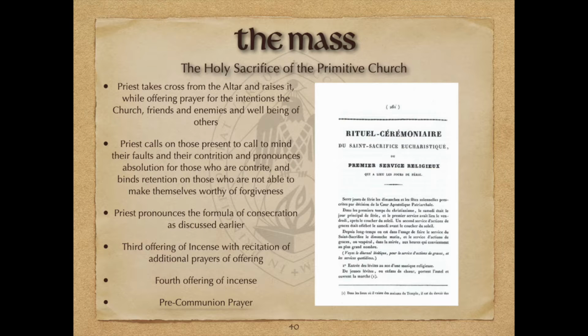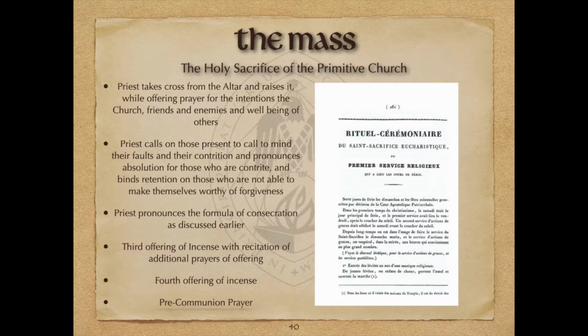So this kind of lines up with what you have in a lot of Eucharists, where you have what are called the prayers of the people, where essentially they pray for the leaders of their nation, they pray for their sick, they pray for other intentions that are submitted by members of the congregation, they pray for the church, and so on and so forth. So there's an analog here. So the priest takes the cross from the altar, raises it, and offers prayer and intentions.